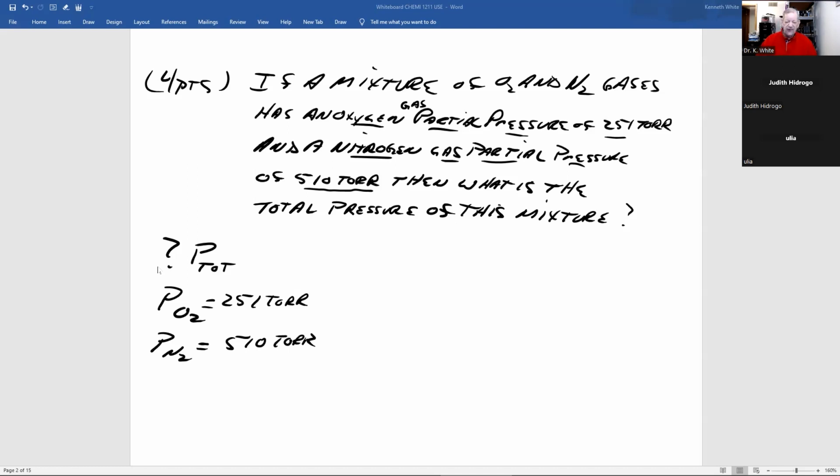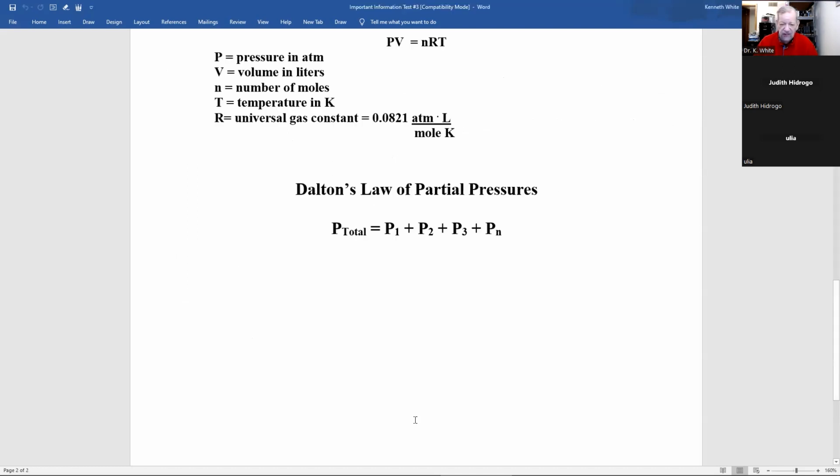And on your screen, you can see Dalton's law of partial pressures. The total pressure, P total, and you can abbreviate it sometimes P tot, which I did, is the sum of the partial pressures. Again, this is another thing in the past students would have to memorize. You don't.